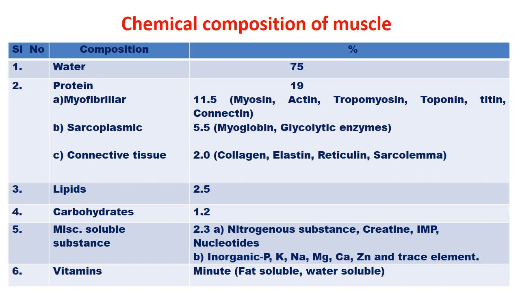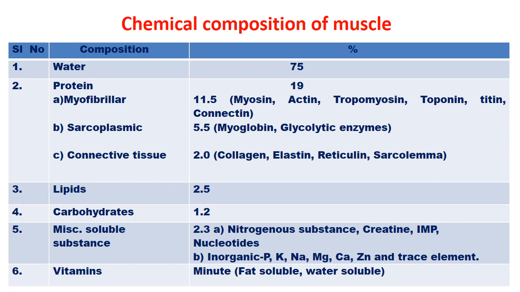First is myofibrillar protein, which is about 11.5%, which includes the myosin, actin, tropomyosin, troponin, titin, connectin, and there is sarcoplasmic protein, which are mostly of soluble type, 5.5%, which includes myoglobin and glycolytic enzymes, and the third variety is connective tissue protein, around 2 to 2.5%, mostly present in the connective tissue covering on the muscle, which includes collagen, elastin, reticulin, and a little bit of sarcolemma.